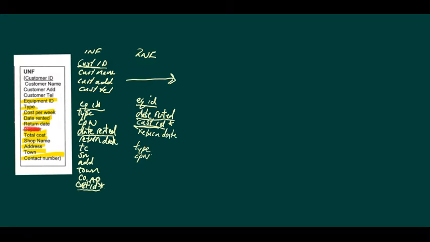Total cost, what was that again? Total cost. So that is linked to this, isn't it? Because it's total cost per rental, which depends on the person and the date it was rented and the equipment ID. Shop name doesn't. Address, town, contact number. Okay, so they're separate because that's to do with the shop.